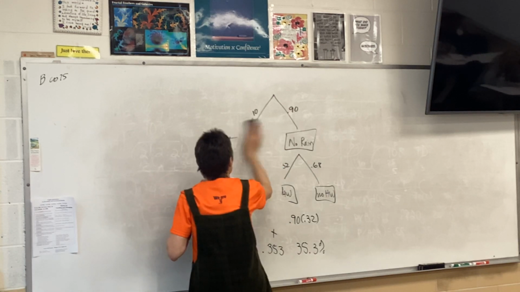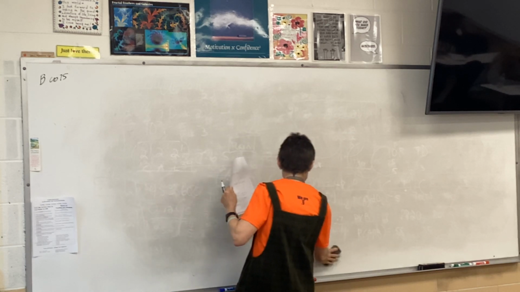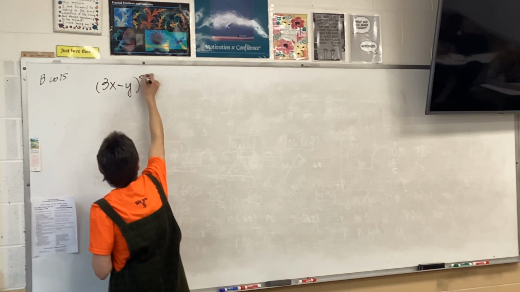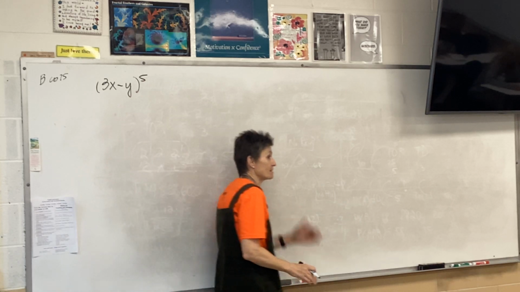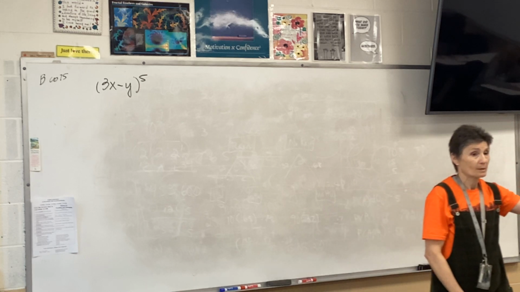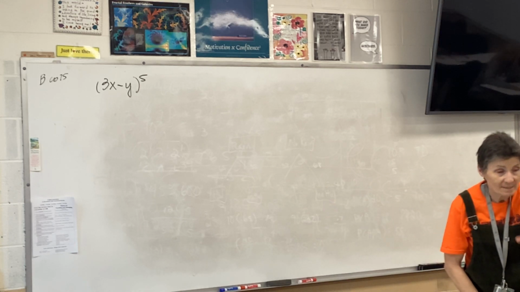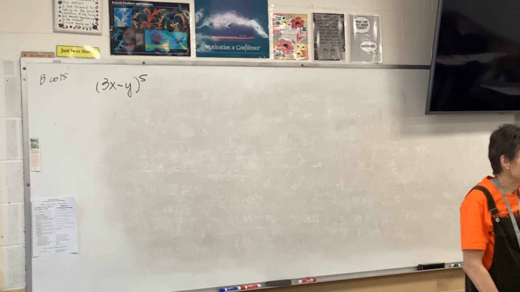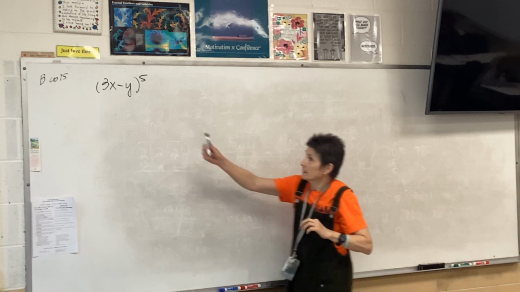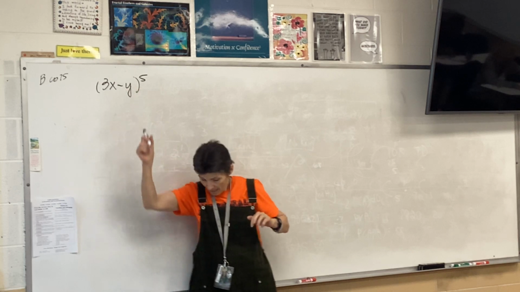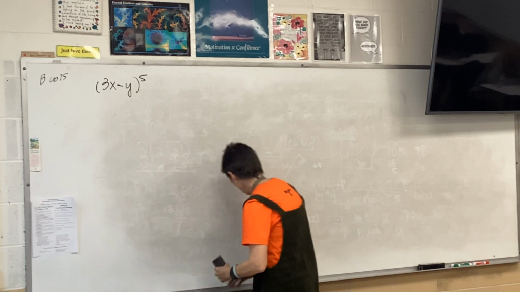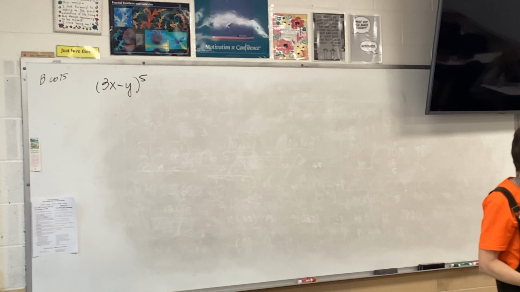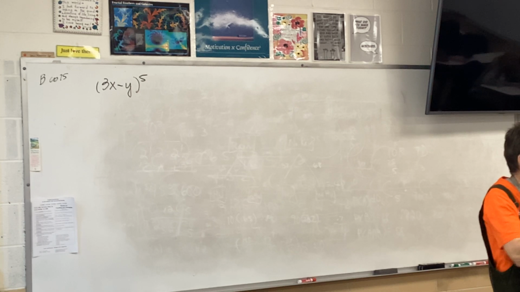Okay, so we need to expand (3x minus y) to the 5th. Somebody tell me the steps we go through to do this. What do we do first? We write down the numbers from Pascal's Triangle. Remember that? What do we do after we get that done? We write down the variables, which are going to come from the problem itself. And then what's the last thing we do? Put down the exponents. Well, that's really not the last thing. Then we have stuff to simplify. So numbers, variables, exponents, and then clean it all up.